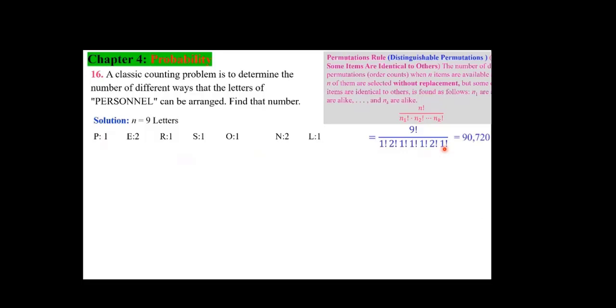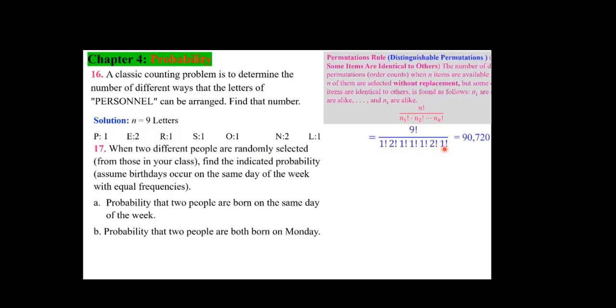Here's the next question. When 2 different people are randomly selected from those in your class, find the indicated probability. Assume birthdays occur on the same day of the week with equal frequencies. What is the probability that 2 people are born on the same day of the week? The probability that 2 people are both born on Monday. And I hope you can see and distinguish between the two.